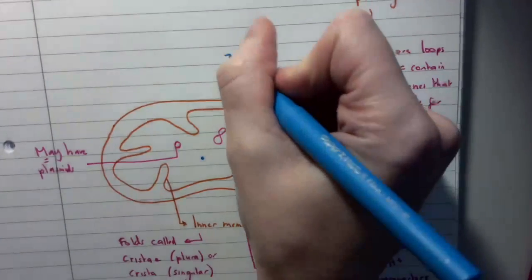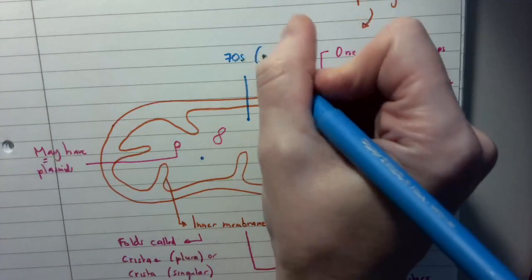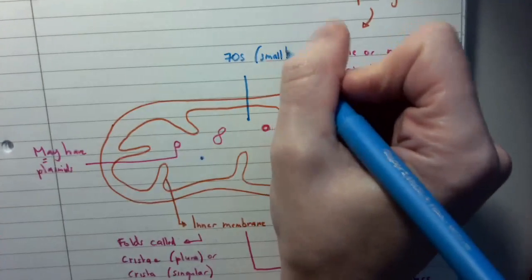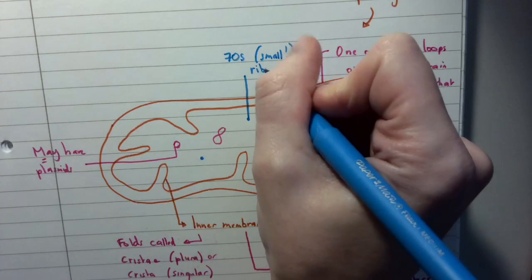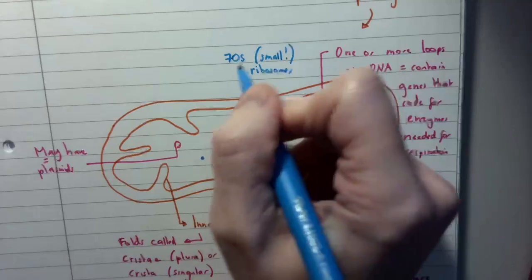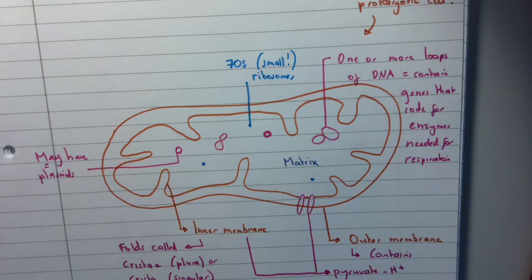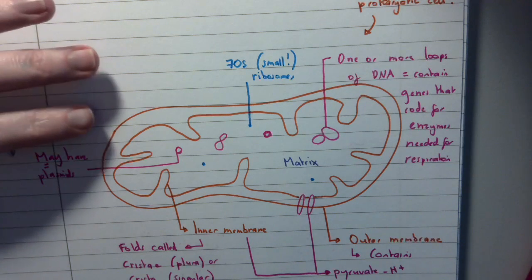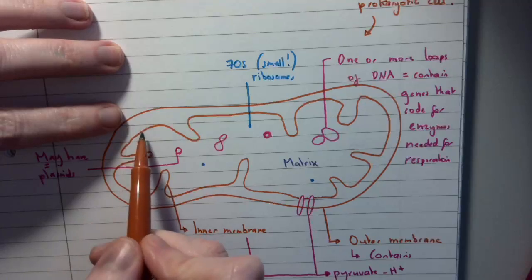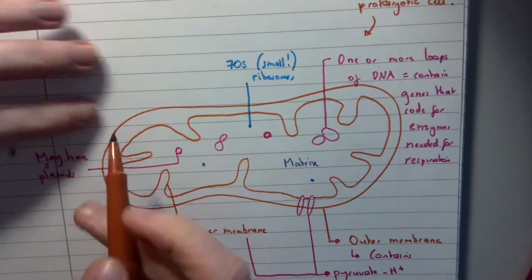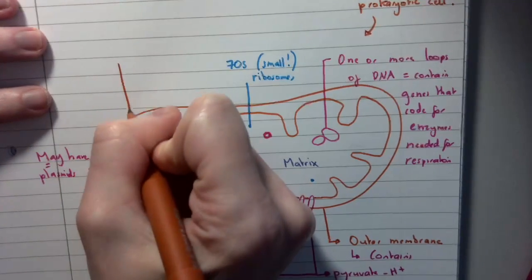So these are 70S small ribosomes. In eukaryotes, the 80S ribosomes are slightly bigger. So just remember that in mitochondria, they're smaller. I also want to tell you a couple more things, and we'll go into the endosymbiotic theory. The space between the outer and inner membrane is called the intermembrane space, and you need to know that.